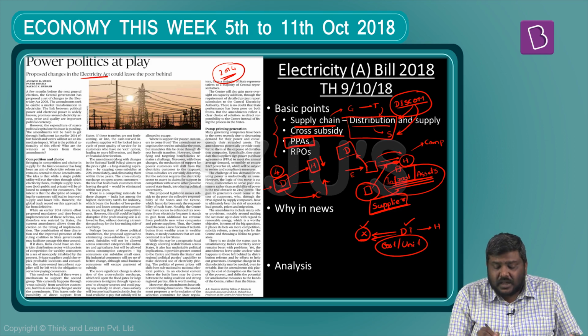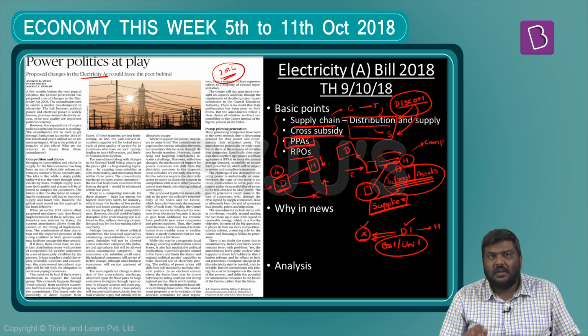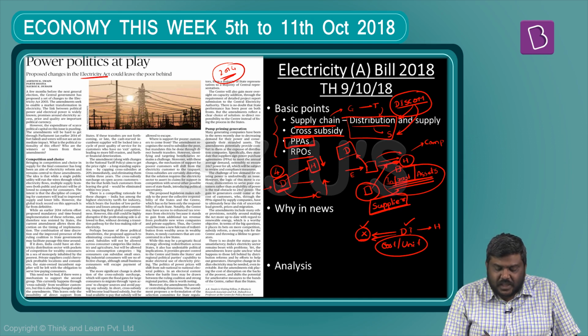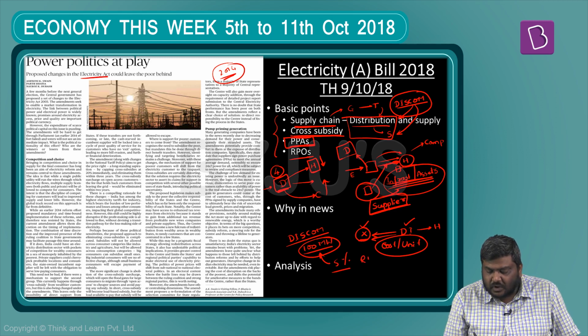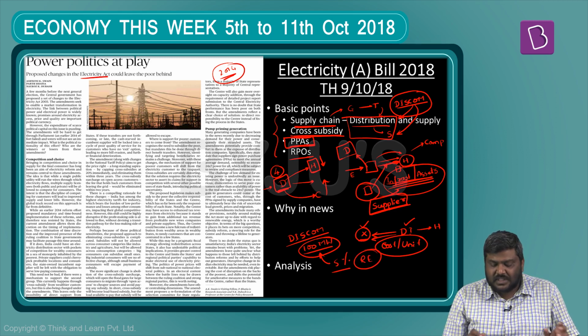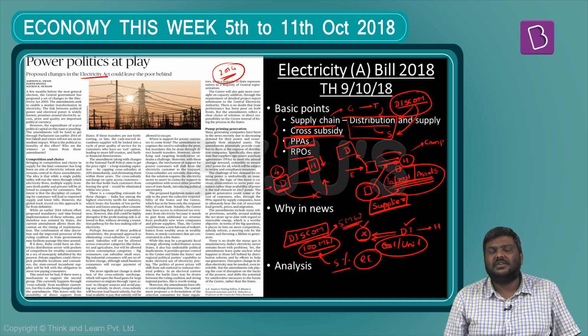Next is the concept of RPO, Renewable Purchase Obligation. It simply means, let's assume here is a DISCOM, and if it supplies, let's say, 100 megawatt of electricity, the government may simply say that out of this 100 megawatt, you will have to ensure that 5% of this will be in the form of renewable energy. So basically the DISCOM has to ensure that out of this 100 megawatt, 5 megawatt will be in the form of renewable energy.